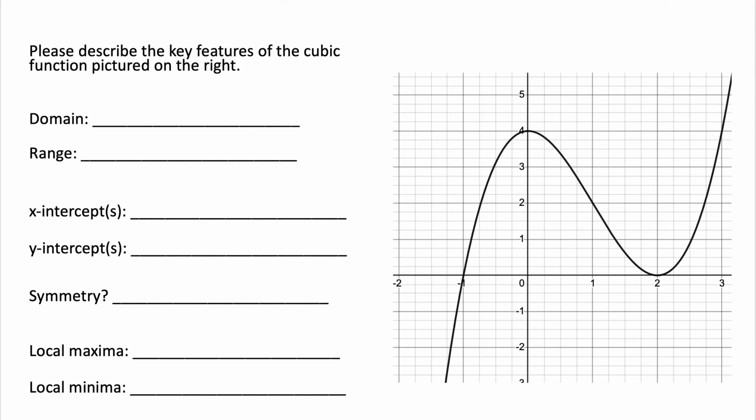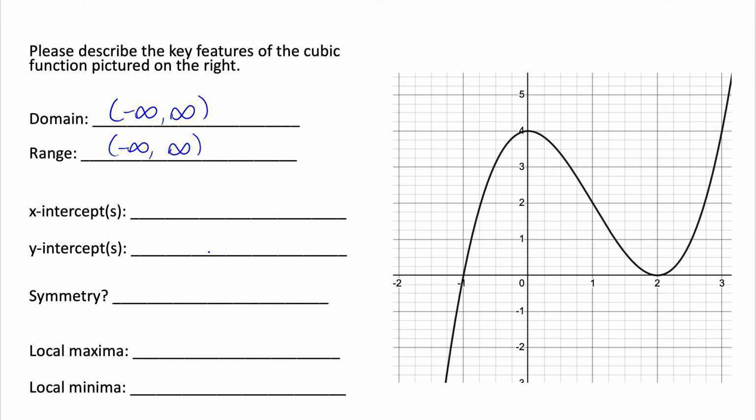So now let's try describing the key features of this cubic function. The domain is going to include all x values, so we'll say the domain goes from -infinity to +infinity. The range includes all y values, so it's going to be -infinity to +infinity.